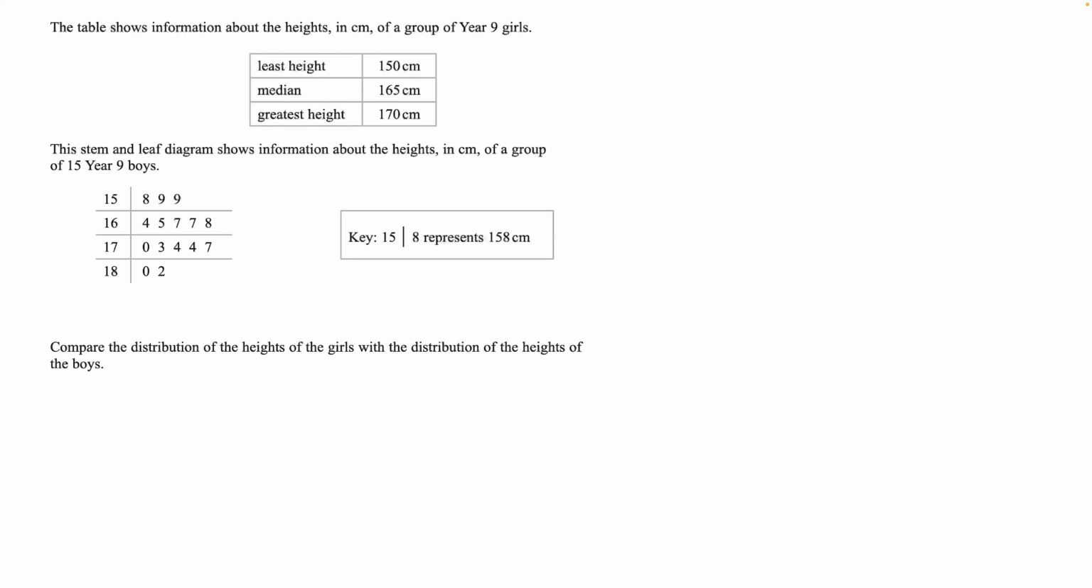The range is the biggest value minus the smallest value. So the greatest height minus the smallest height, which is 170 minus 150, which is 20 centimeters. So we've got the range for the girls and we've got the median for the girls. Let's find the median for this stem and leaf diagram. To find the median, we need to first find out the median position. We need to find out where the median is.